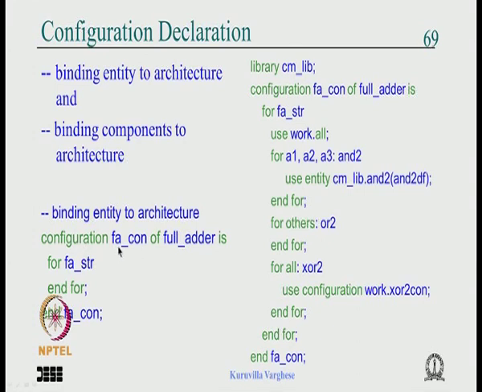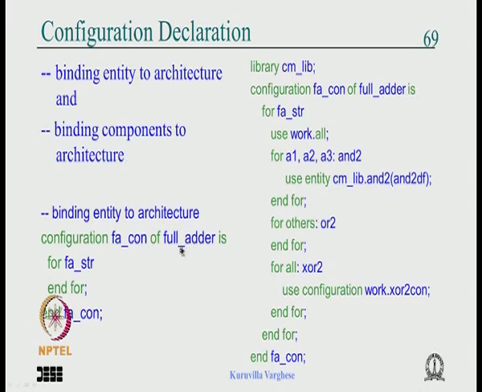Here we are writing the configuration for the full adder. So I have called it FA_con, FA_con of full adder is, and we say end that name, then that is the body of the configuration declaration, and inside we say for FA_str. So this is the architecture to which this particular entity is bound, okay, for FA_str N4. Okay. So very simple, we bind the entity to the architecture.